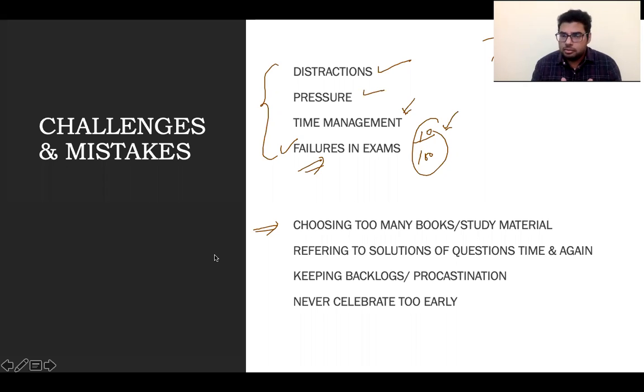Stick to a few standard books and the study material wherever you are studying, right? Not more than that. Follow everything that is being said to you by your teacher, right? उनसे अप्रोच करो, try to think and try to follow them, जो भी वो कहते हैं। Choosing too many books will derail your preparation, ठीक है?